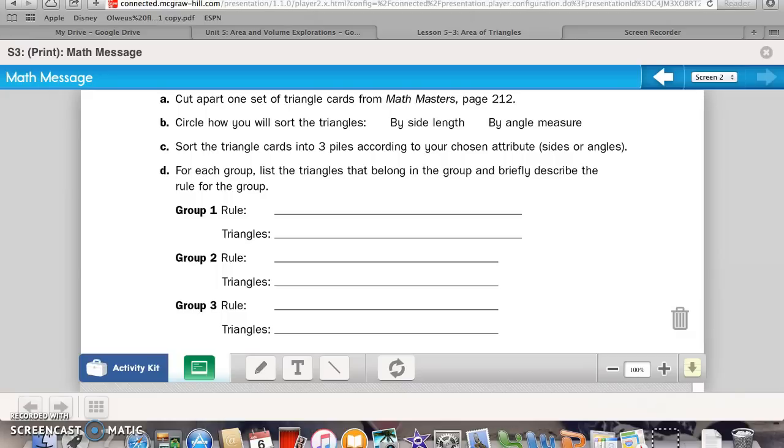So why did you decide to put your first pile of triangles together? And then you're going to tell me which triangles you grouped. Same thing for your second pile of triangles, and then tell me which triangles you grouped together. And for group 3, again, give me the rule. Why did you choose to put those triangles together? And then which triangles are grouped. Again, good time to hit pause, making those 3 piles of triangles according to the attributes that you've noticed. And when we come back, we'll go over the solutions.